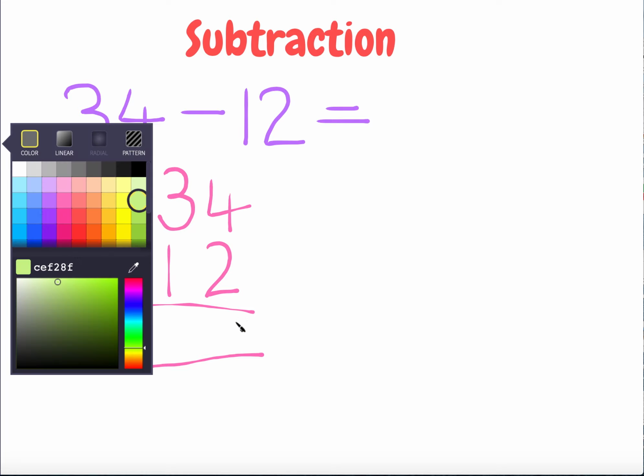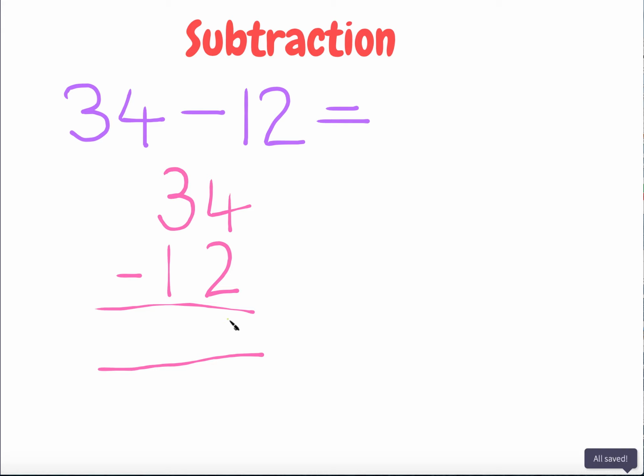Okay, so as I say always, you have to always start from the right hand side. So this column. 4 take away 2. 4 take away 2 is 2. Now next column. 3 take away 1, which is 2. That's our answer. 34 minus 12 equals 22. You can see it's very simple.